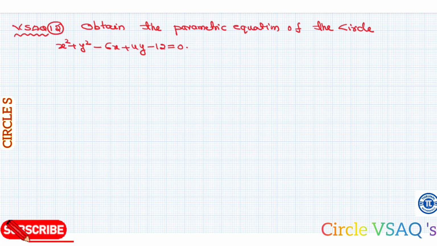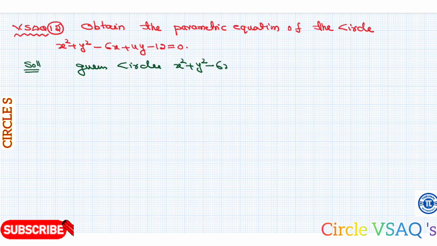Now question number 12: obtain the parametric equations of the circle x² + y² − 6x + 4y − 12 = 0. Now write the solution. Given circle equation x² + y² − 6x + 4y − 12 = 0.